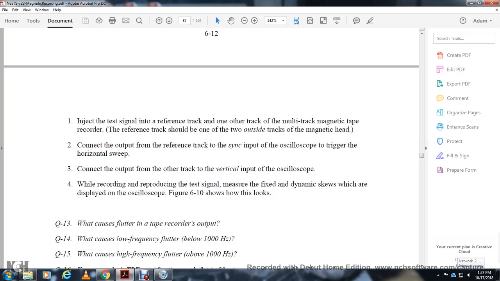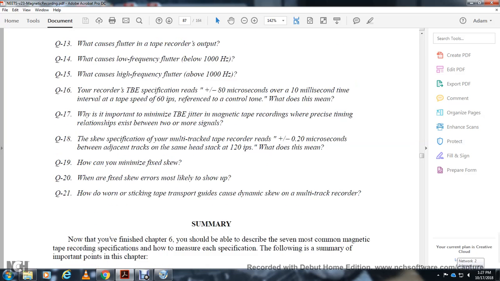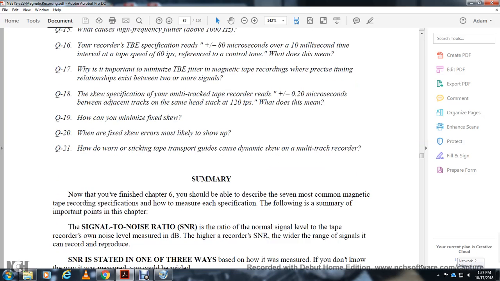The sync input of the oscilloscope tracks with the horizontal sweep. Connect the output of the other track to the vertical input of the oscilloscope. While recording and reproducing, the oscilloscope measures the fixed or dynamic skew, which you can see over the display of the oscilloscope. Figure 610 shows this. Here is what it looks like. Chapter 6 summary.